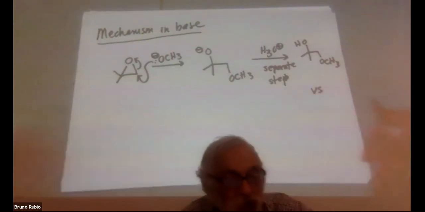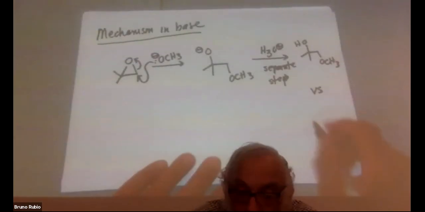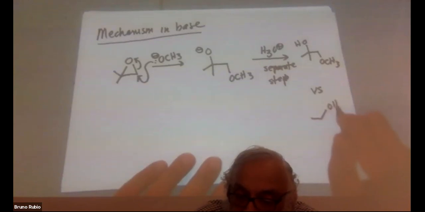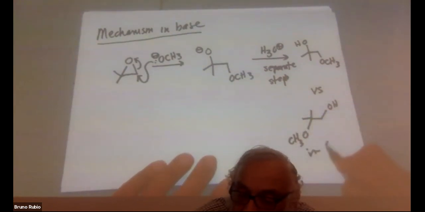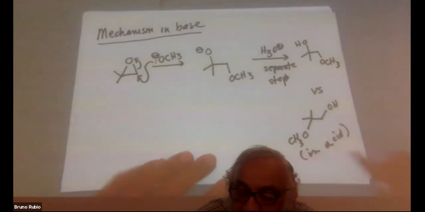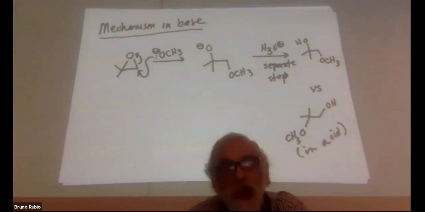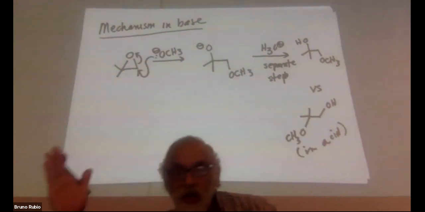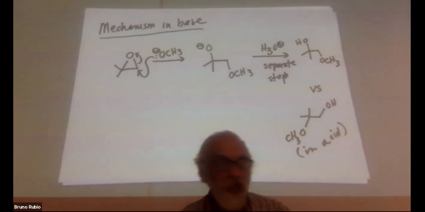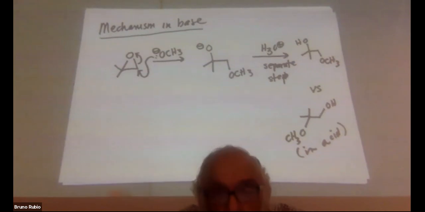And so let's just compare what happened in acid compared to what happened in base. Well, in base, we got that. And in acid, we got this, right? This is what we got when we opened the epoxide in acidic conditions. So that's very nice for us organic chemists, because this is telling us if we want OH over here, we open in base. If we want OH over here, we open in acid. So these two procedures offer this complementarity with control.